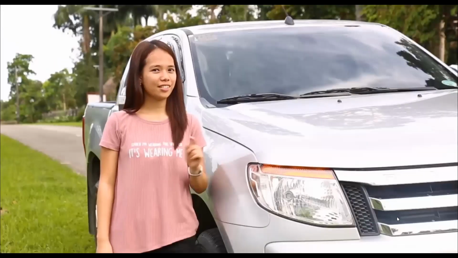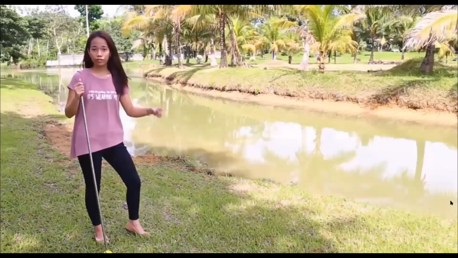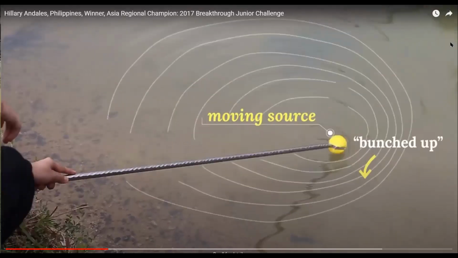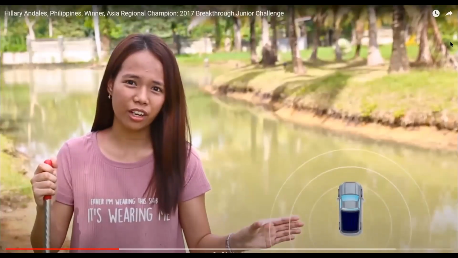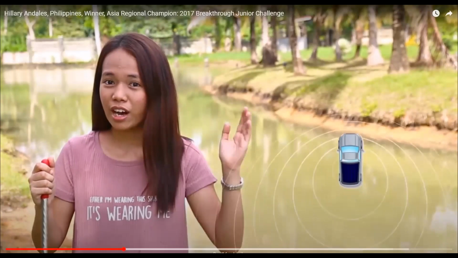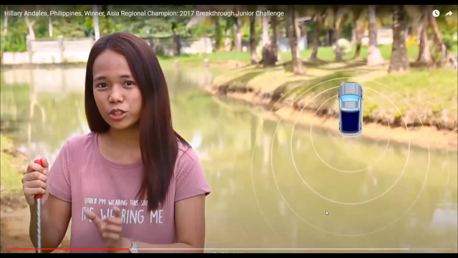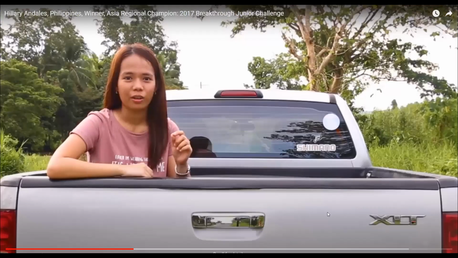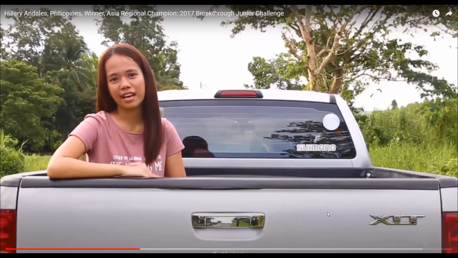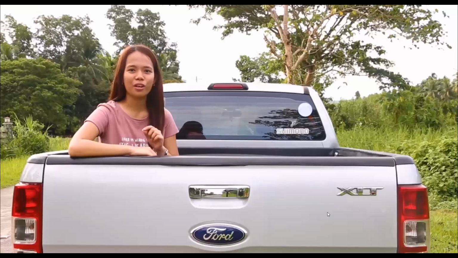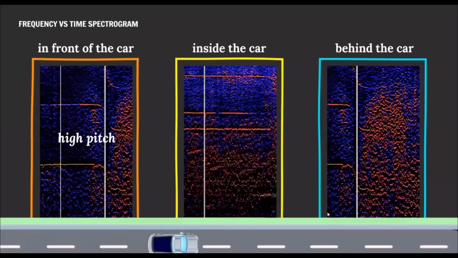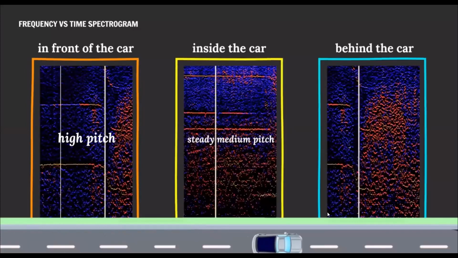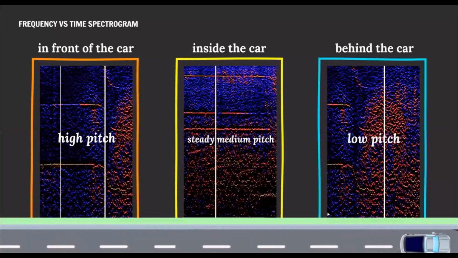But sound is a wave. Waves from a moving source, like the car, get bunched up in front and looser at the back. So for our case, those behind the car should hear the loose sound waves, a low pitch, while those in front should hear a high pitched sound. When I analyzed the recordings, that was exactly what I found. So what sound was the car really making? A high pitched sound, a medium pitched sound, or a low pitched sound?